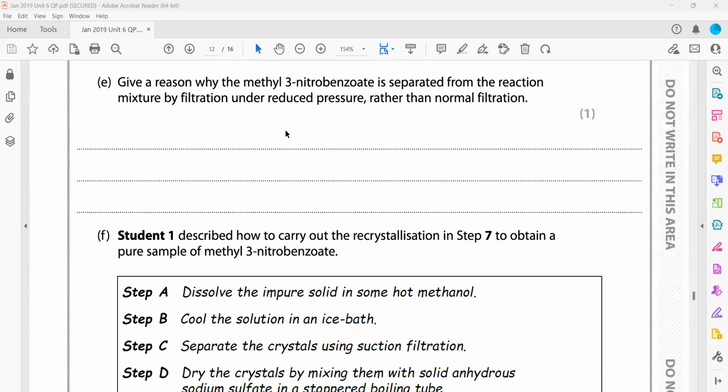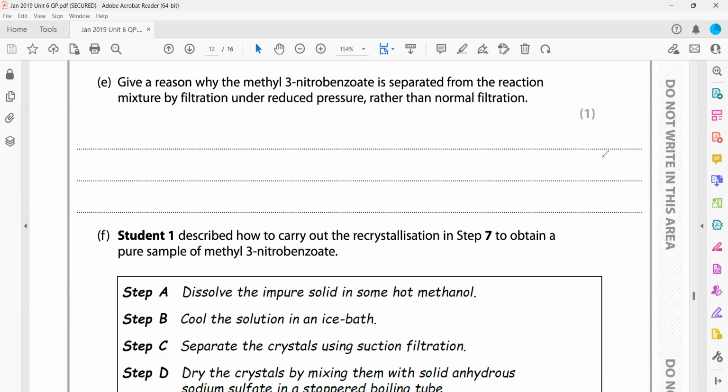Then give a reason why methyl 3-nitrobenzoate is separated from a reaction mixture by filtration under reduced pressure rather than normal filtration. What is the advantage here? When we filter under reduced pressure, it will produce a dry solid and it will increase the speed of filtration, so it will be more efficient.